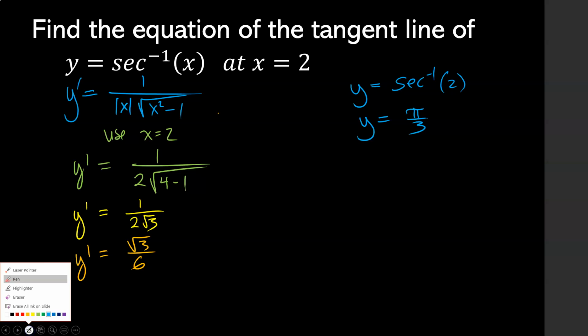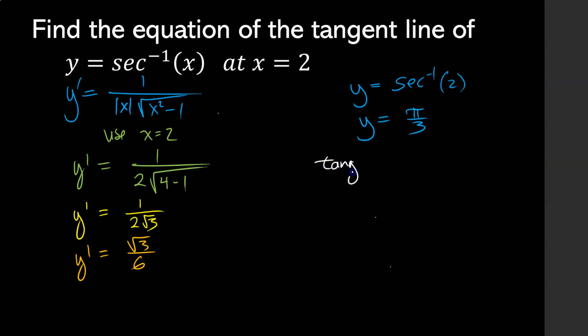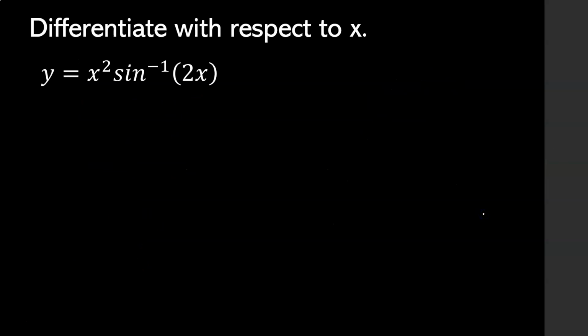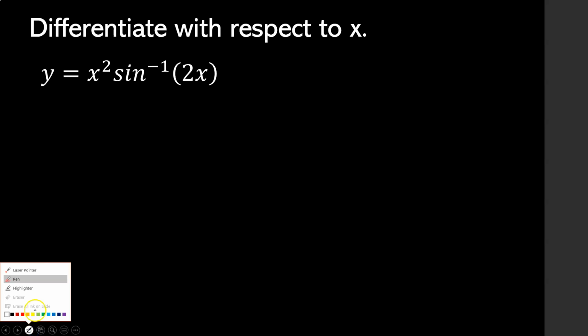So we need to switch gears and say, hey, we're writing a tangent line. So tangent line to inverse secant of x at 2 is going to be y minus pi thirds is equal to, what's the slope? Square root of 3 over 6. Actually, I don't like that. I like 1 over 2 root 3 times the quantity x minus 2.